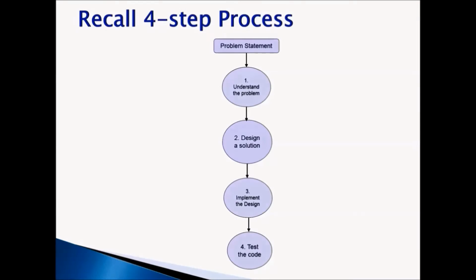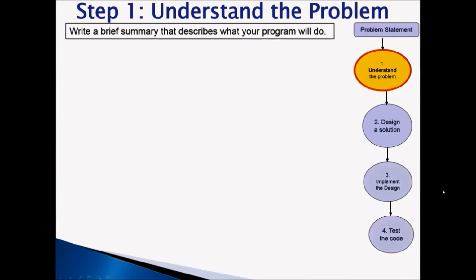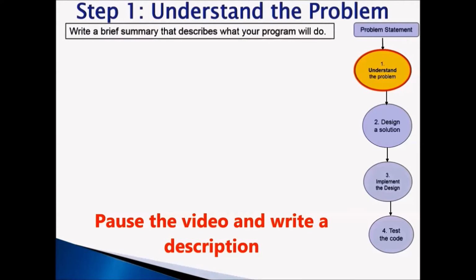We're going to use the 4-step process to solve our 5 Little Monkeys animation problem. Step 1. Understand the problem. The first thing that you need to do for step 1 is understand the problem. Write a brief summary that will describe what your program will do.